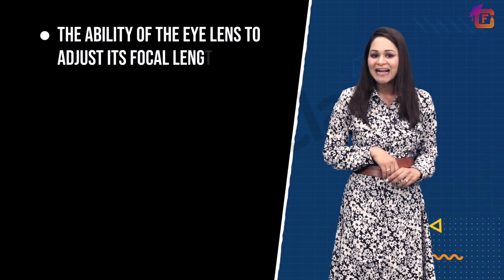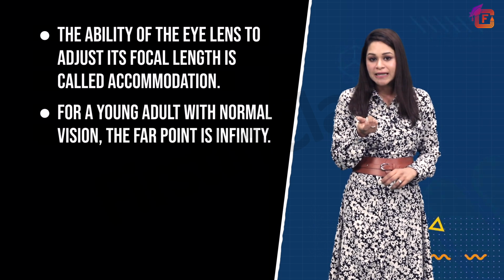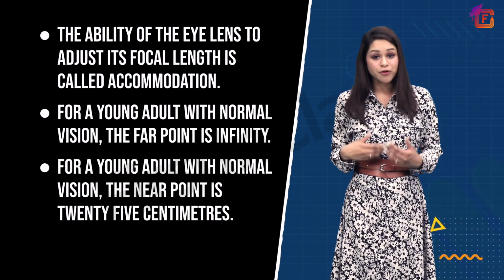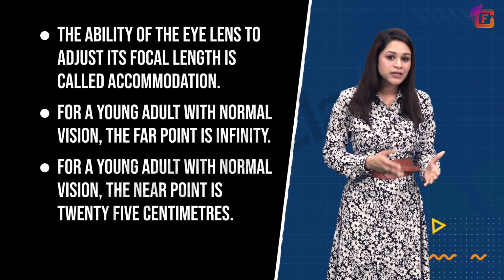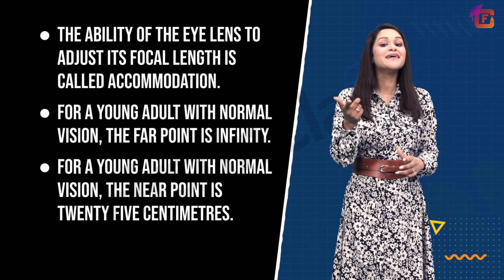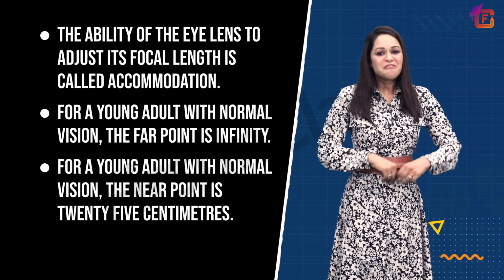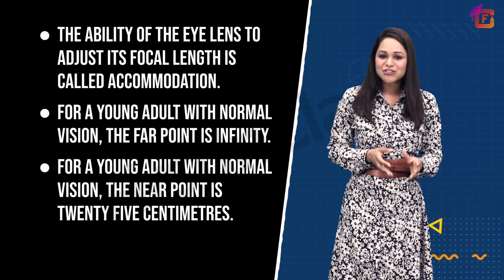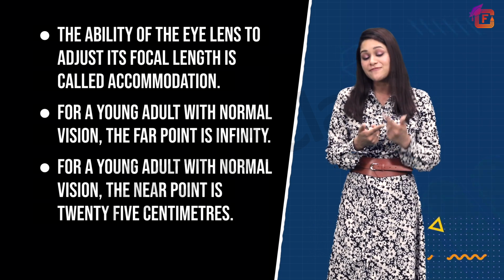The ability of the eye lens to adjust its focal length is called accommodation. For a young adult with normal vision, the far point is infinity. For a young adult with normal vision, the near point is 25 centimeters. Let's quickly assess what we have learned today.